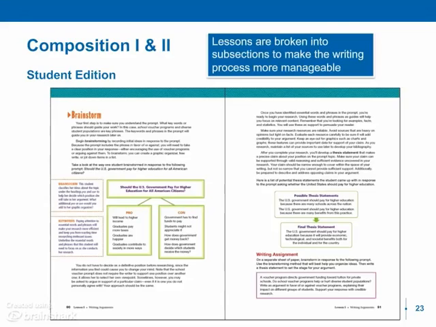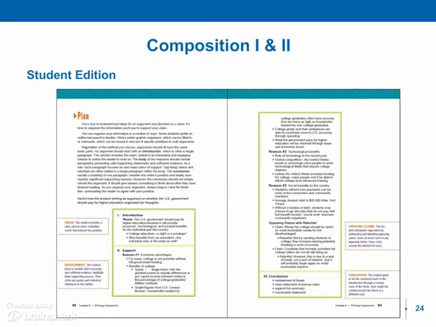Lessons are broken into subsections to make the writing process more manageable. This is another example of how the writing process has been broken down into manageable and teachable chunks.